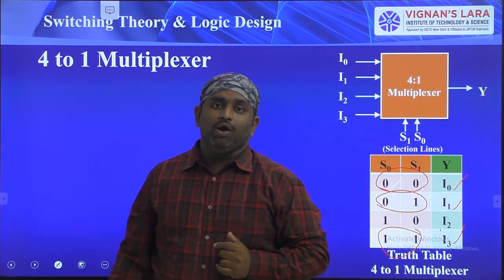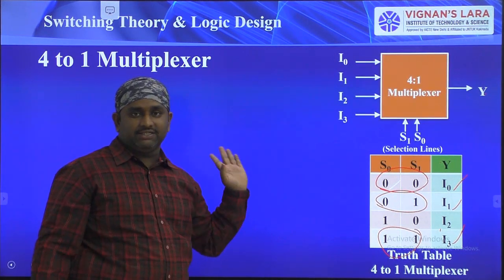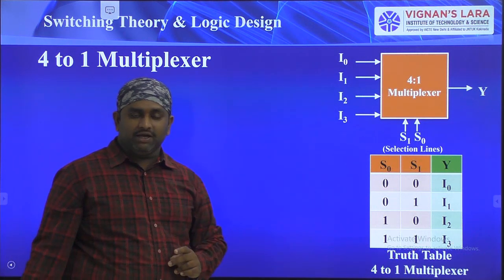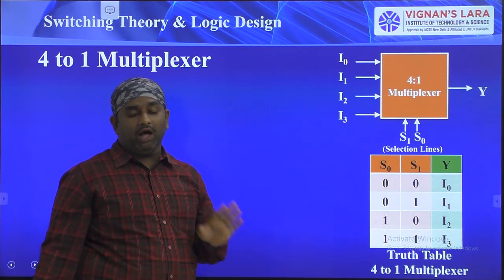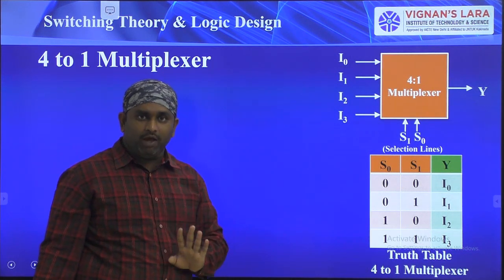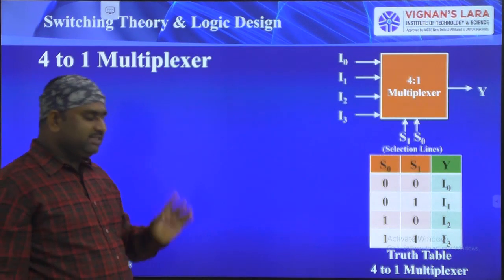At the output of Y side, you will get the I1 information, based on your selection lines. So in the multiplexer, all the outputs depend only on the selection lines.